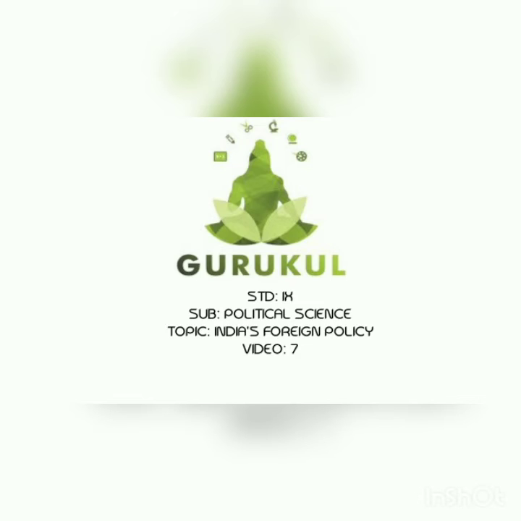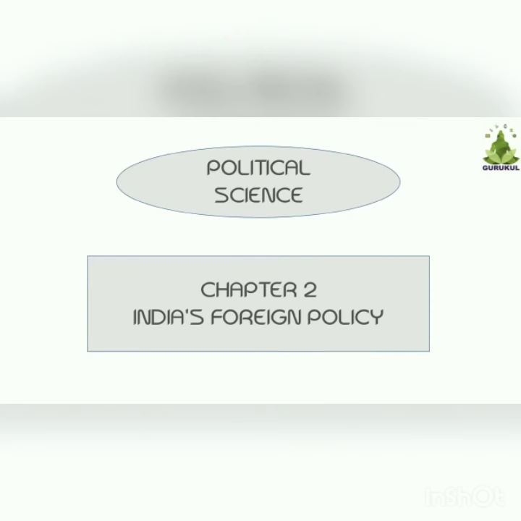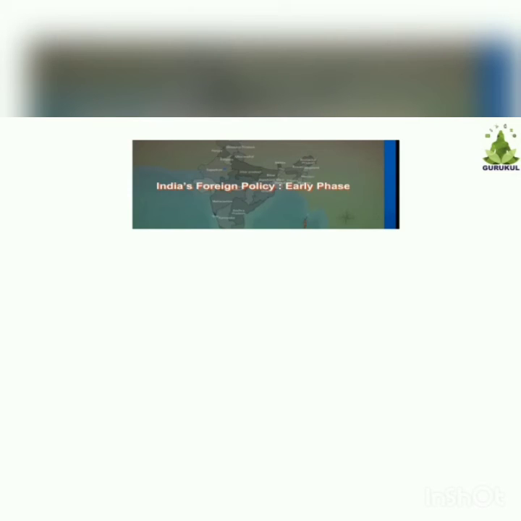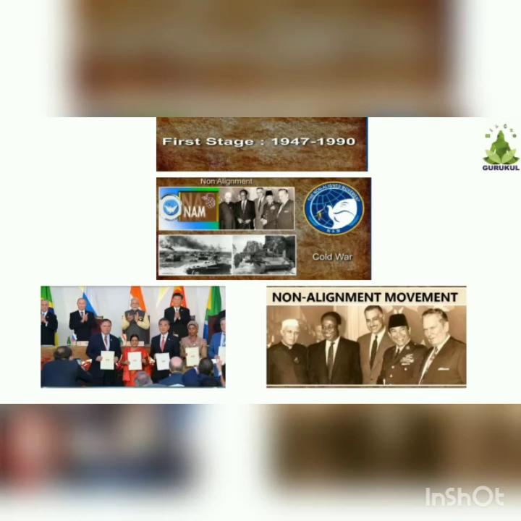We have already started with Political Science Chapter 2, that is India's Foreign Policy. And now, children, we are towards the end of this chapter. In the last video, we discussed India's foreign policy early phase. In this video, we'll be dealing with the first stage, that is 1947 to 1990. Let's have information on the first stage, that is 1947 to 1990.